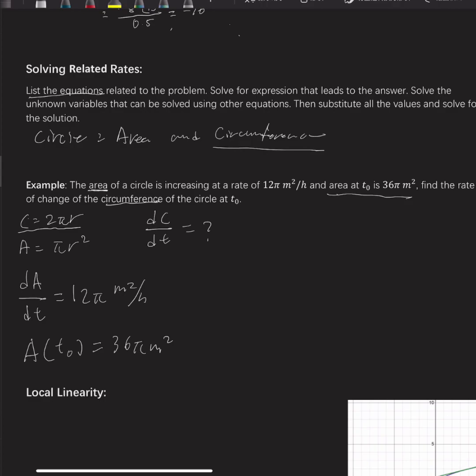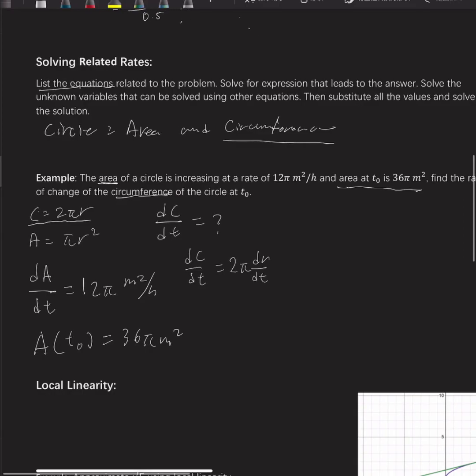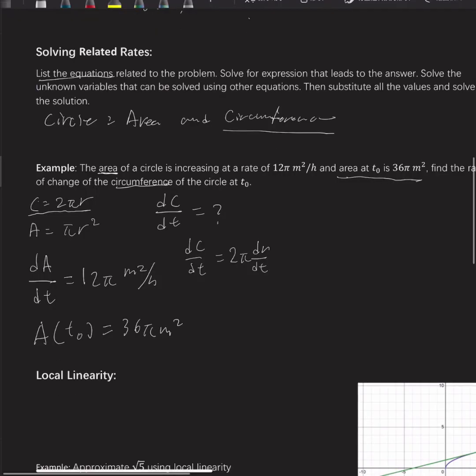Let's take the derivative of it. So dC/dt is equal to 2π dr/dt. We see we're missing dr/dt, which is not given in the problem, so we have to solve it ourselves. And what are the other givens? We got the area and the derivative of area, which means that we can use one of them to solve for the derivative of the radius.